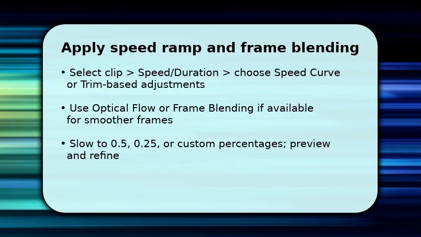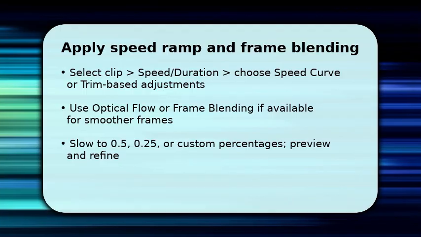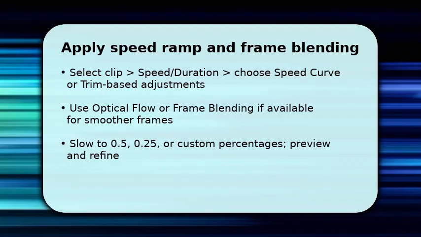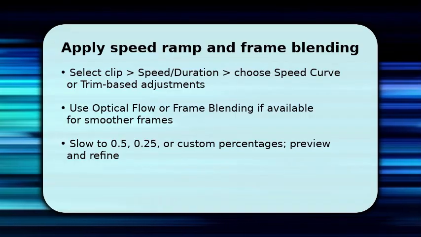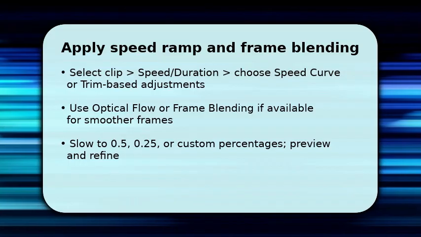Now you modify clip speed and refine motion. Select the clip, open speed controls, and choose either a uniform speed change or a speed curve for ramps. Curves let you ease in and out smoothly. If Kinemaster offers frame blending or optical flow options, enable them to interpolate missing frames and avoid stuttering. That's why you match FPS earlier. Slow to 0.5 or 0.25 as needed. Then play back and adjust curve points until motion looks natural, keeping audio considerations in mind.